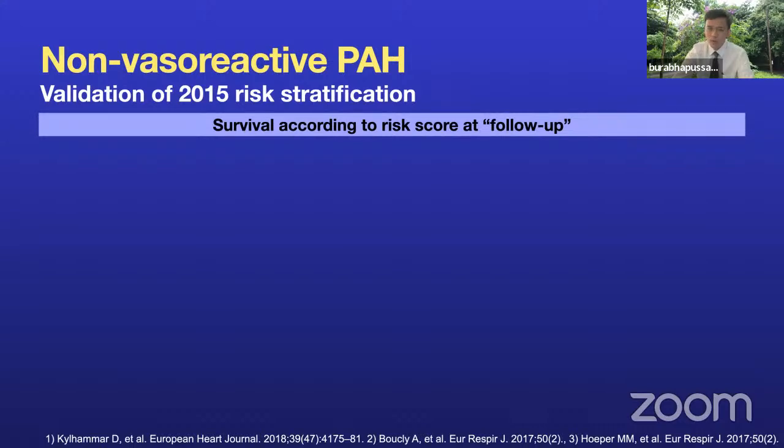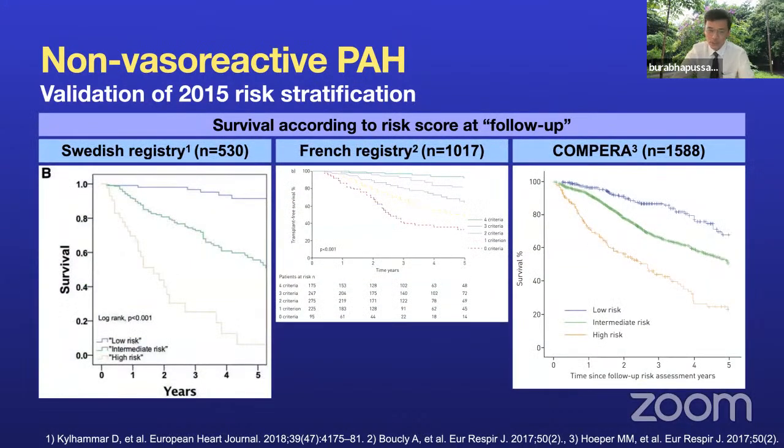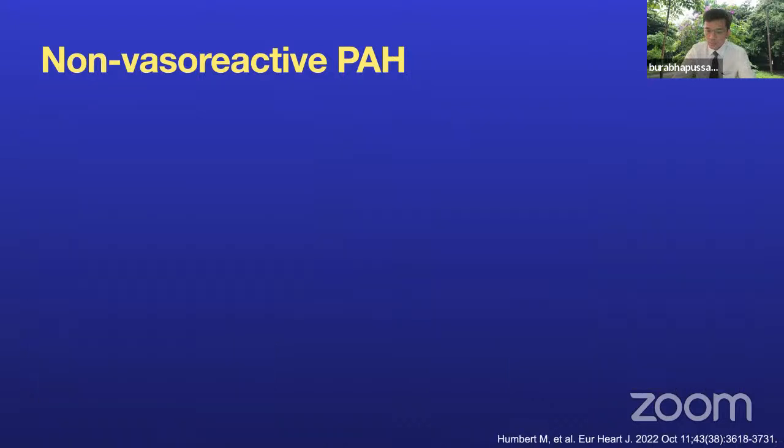Can we use it for the follow-up? We use the same risk categories and the same data sets from the three main registries here, and we also see the same results. If we can make a patient stay in the low risk profile, the survival is better. So after the publication of the risk stratification, the validations confirm that we can use it both in the initial assessment and in the follow-up assessment, and it can help the patient stay at the goal that we want.